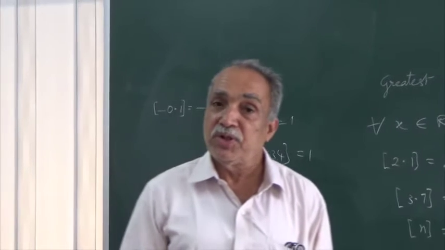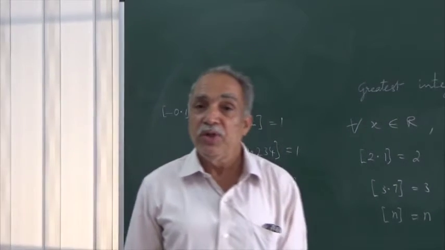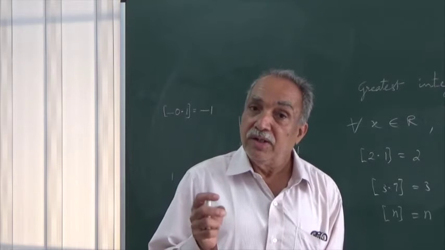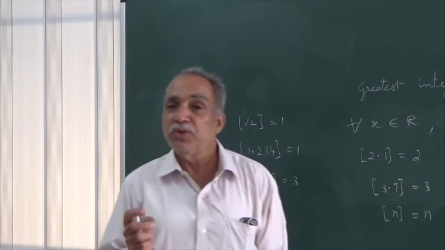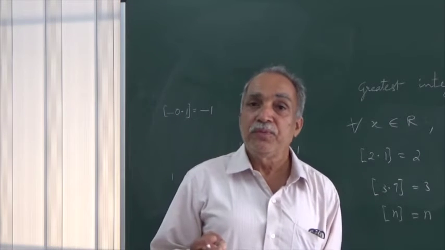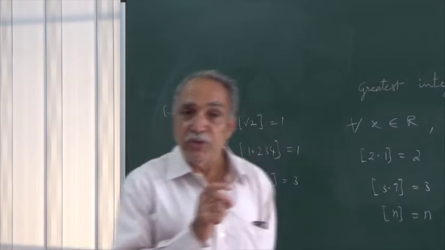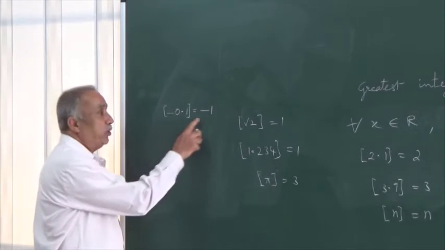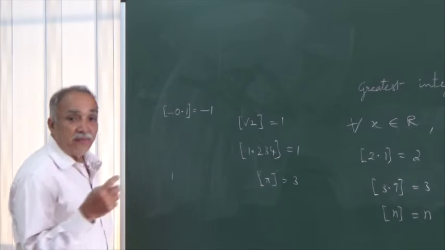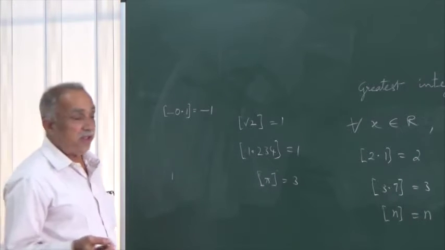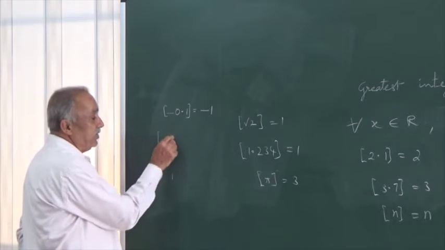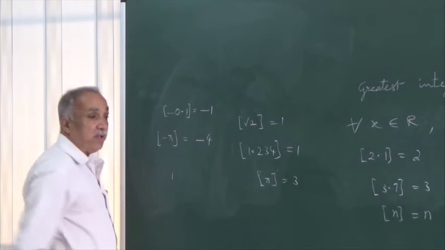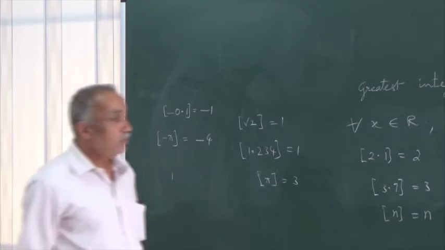Integer part may be positive, may be negative, may be 0, but fractional part should always be, I said positive, not positive, should always be non-negative. Fractional part I do not allow to be negative. So, I will define the integer part to be minus 1, so that the fractional part becomes 0.9. Thus, integer part of minus pi will not be minus 3, instead will be minus 4, and so on.